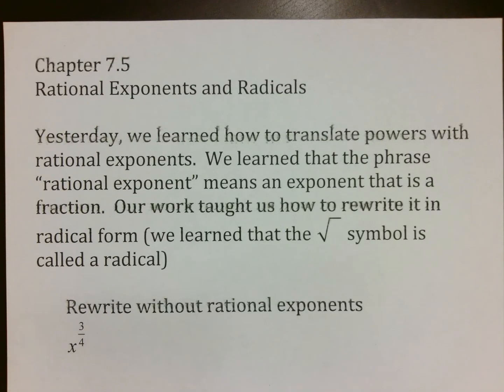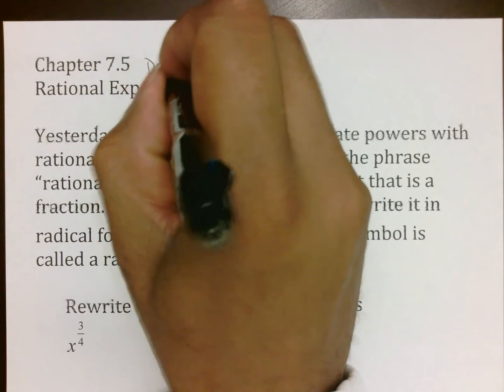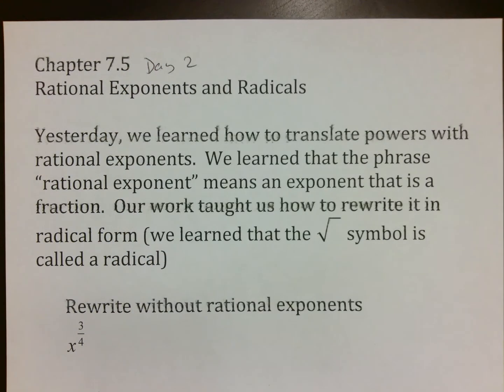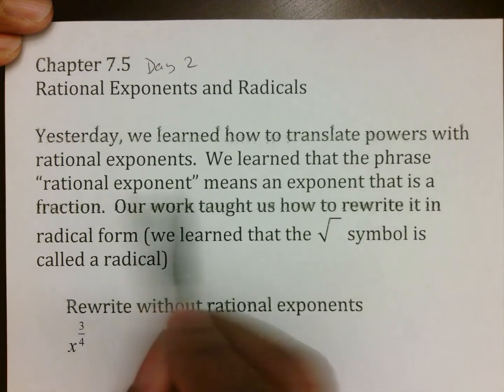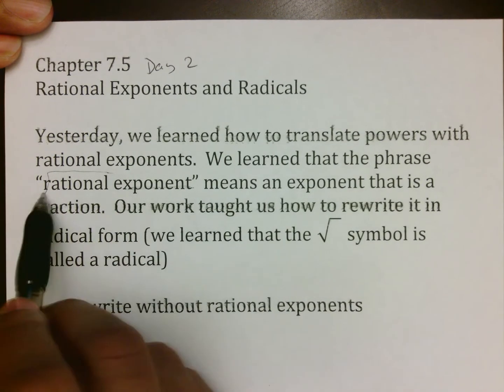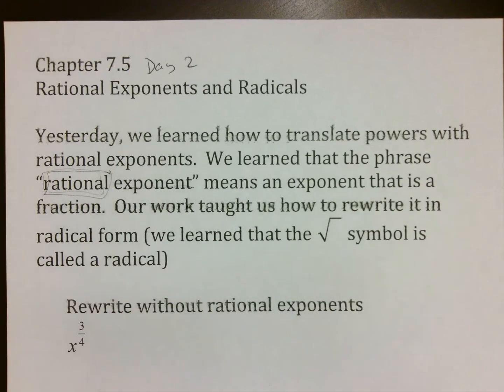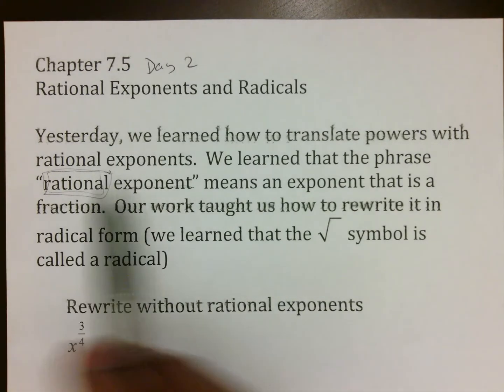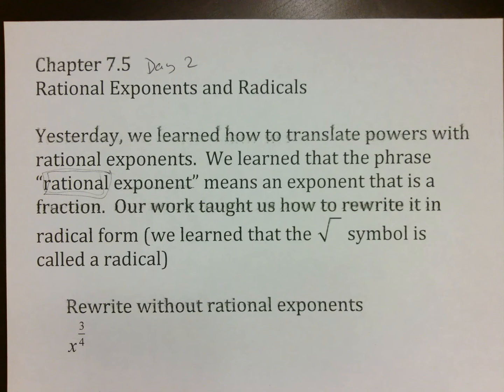Wrapping up this week, we are going to end chapter 7.5. This is actually 7.5 day 2. Yesterday we learned how to translate powers with rational exponents. We learned that the phrase rational exponent just means we have an exponent with what we call a fraction. Again, rational numbers are fractions and decimals. And so we learned that rational exponent means it's an exponent with a fraction.